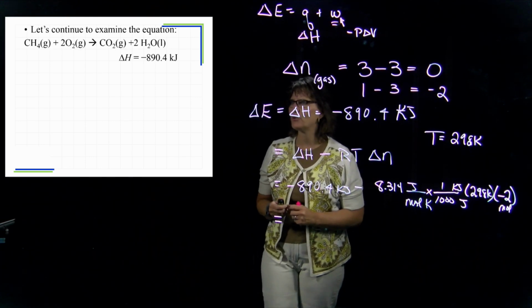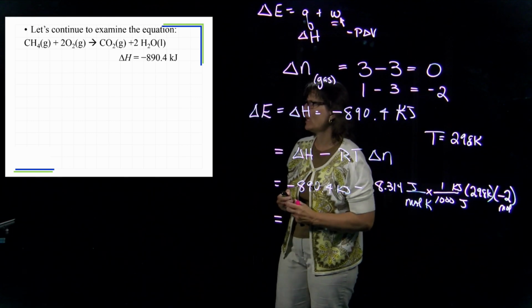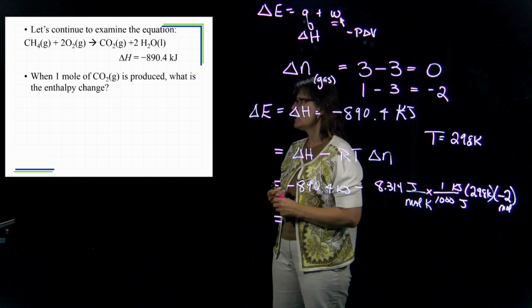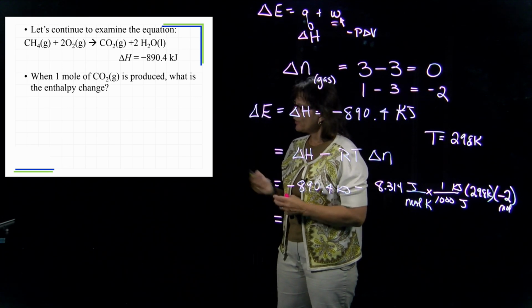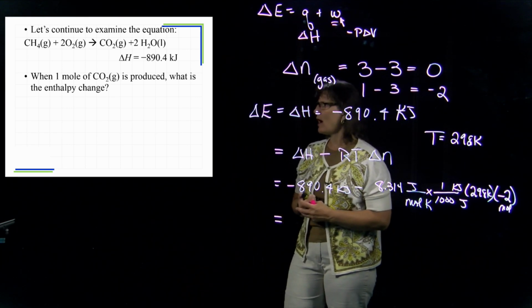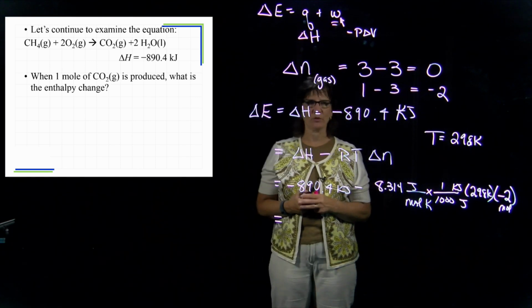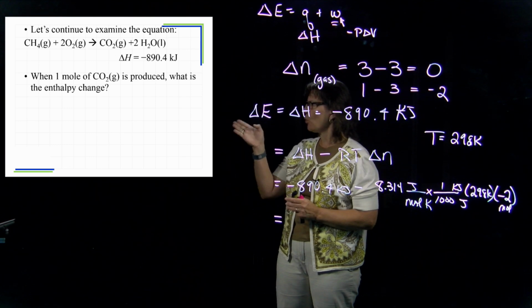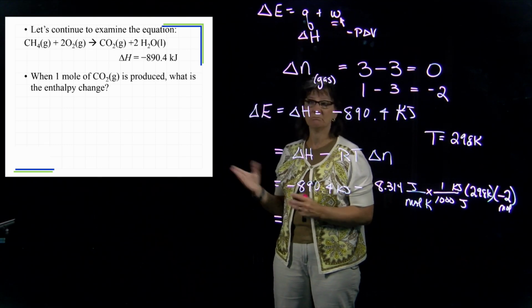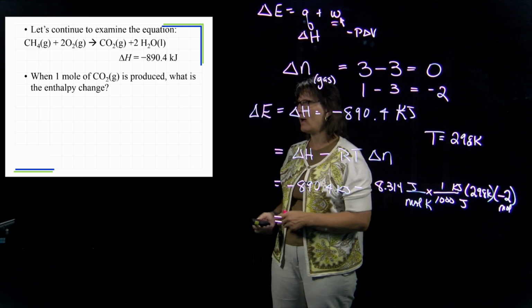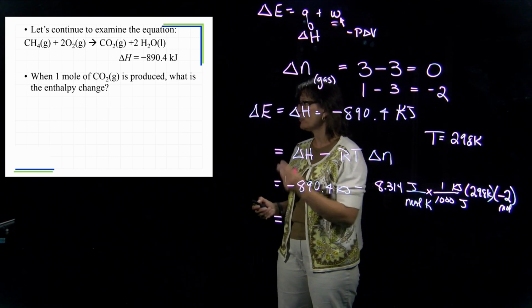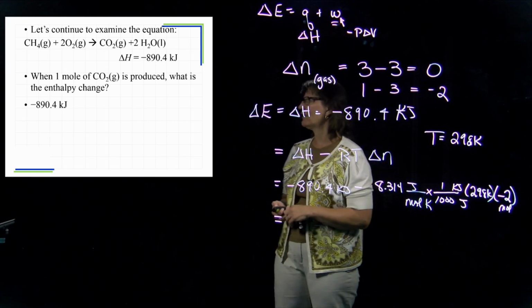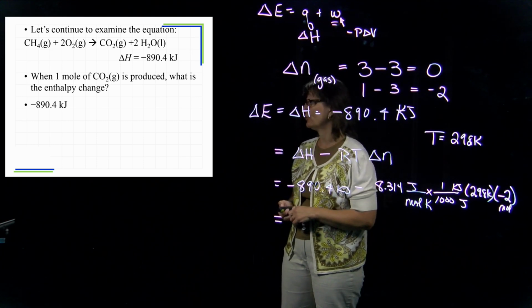Okay, so let's continue to examine this equation. We looked at this one earlier and we did some manipulations with it. What it wants to know in this problem is, when 1 mole of carbon dioxide is produced, what's the enthalpy change? Well, look at that balanced equation. That balanced equation says I'm making 1 mole of carbon dioxide. So if I'm making 1 mole of carbon dioxide, the enthalpy change is going to be what we see in that thermochemical equation, -890.4 kilojoules.